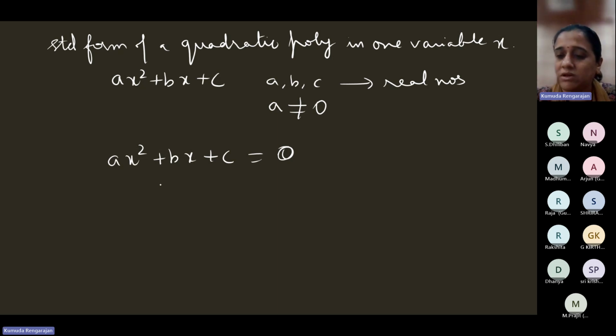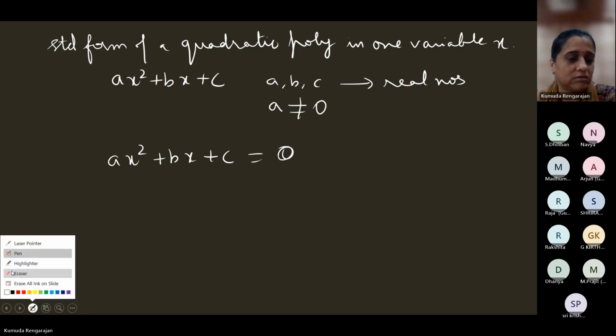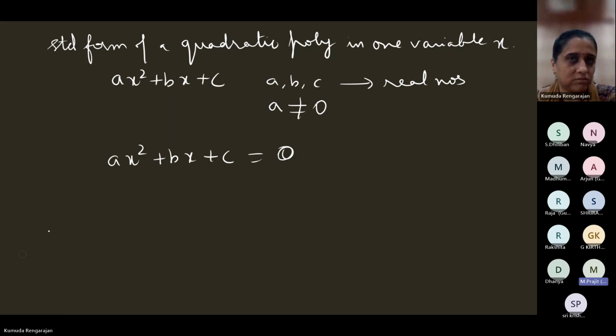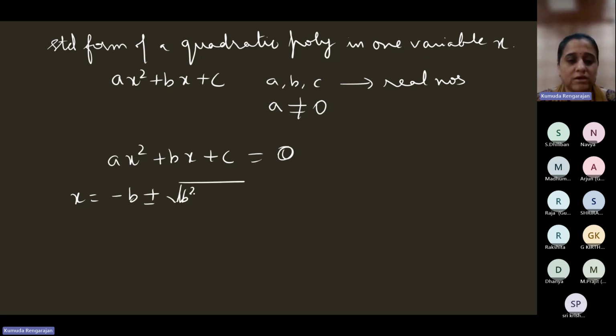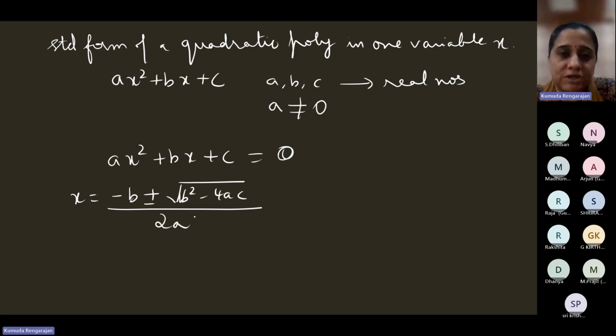Children, tell me the quadratic formula. Minus b plus or minus root of b square minus 4ac by 2a. So that expression gives you what? Roots, ma'am. So it's equal to what? x. So x is equal to minus b plus or minus root of b square minus 4ac by 2a. This expression will help you to find the two roots of the quadratic equation.